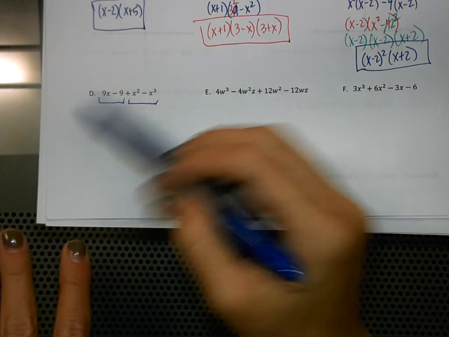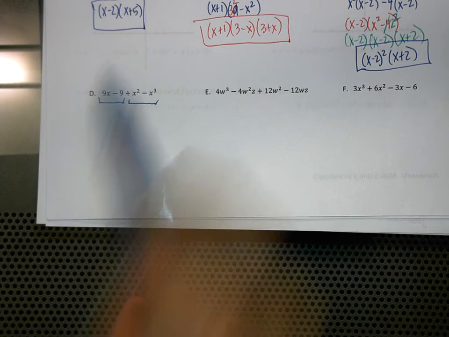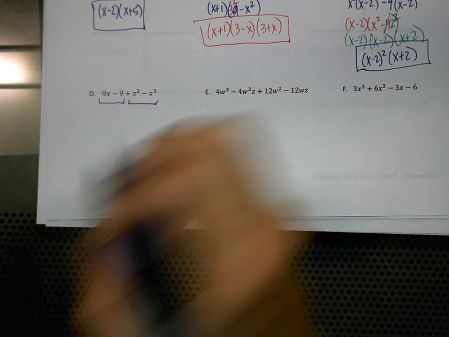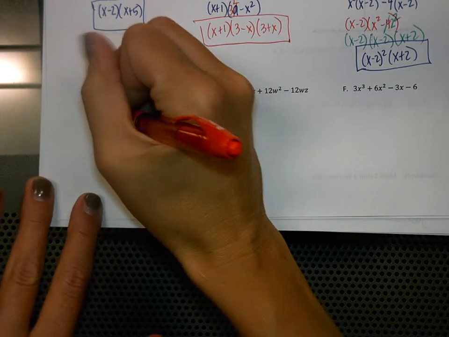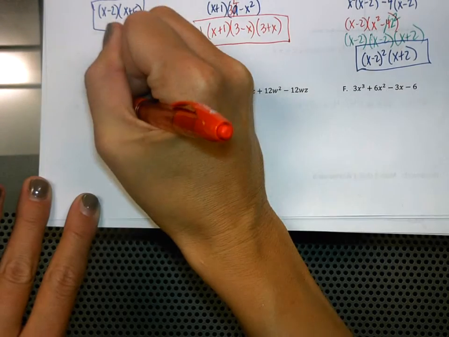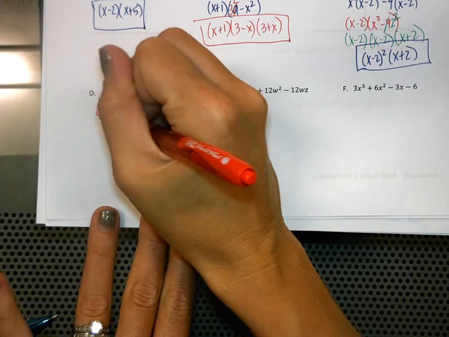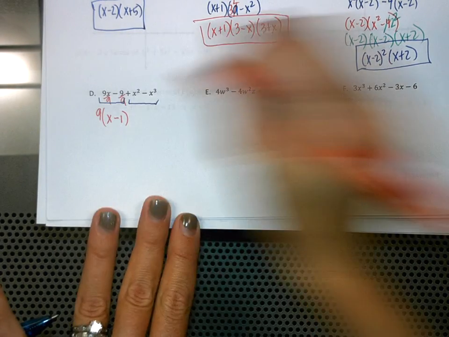Always check for GCF first. I kind of skipped that, but there's no GCF in this, right? And so if there's no GCF in the whole entire thing, then we'd break it into our two different pieces. And so my GCF for the first group is what? 9. So I take out a 9. And if you want to, you can divide by 9 to both of these if that helps you see what's happening. And I'm left with x minus 1.